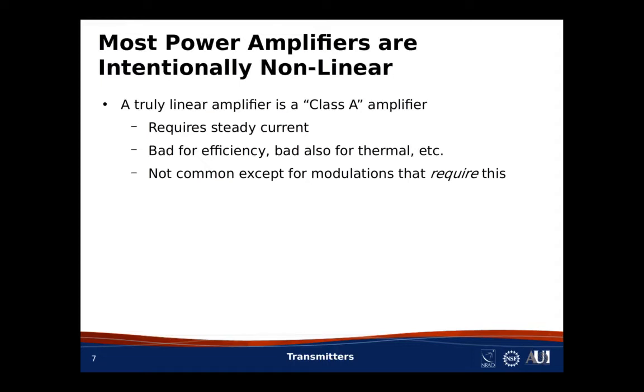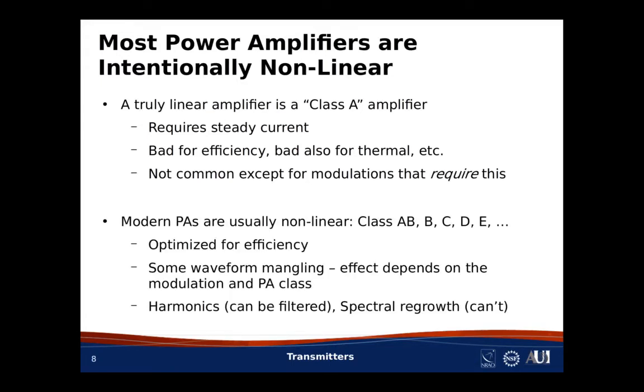Therefore, Class A is not commonly used for power amplifiers, except for modulations that specifically require linearity, for example, amplitude modulation and single sideband modulation. Transmitters for those modulations may require the use of a linear amplifier, that is Class A, although there are ways to get around this even for those modulations.